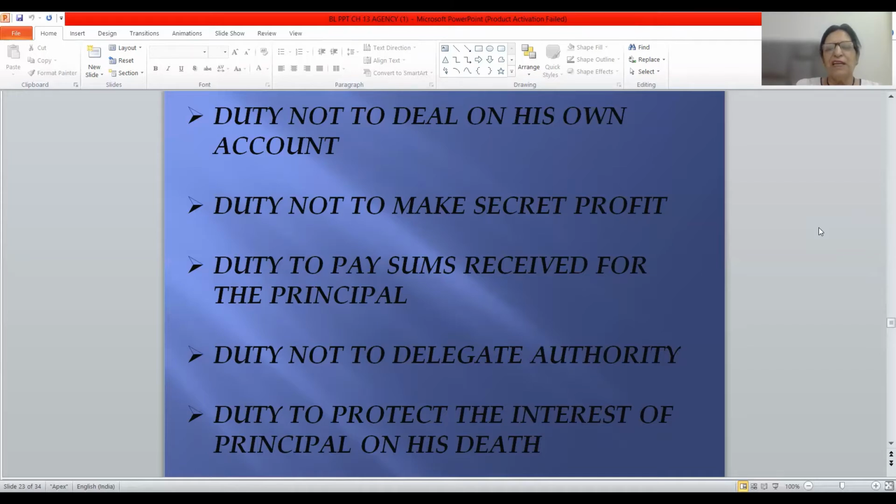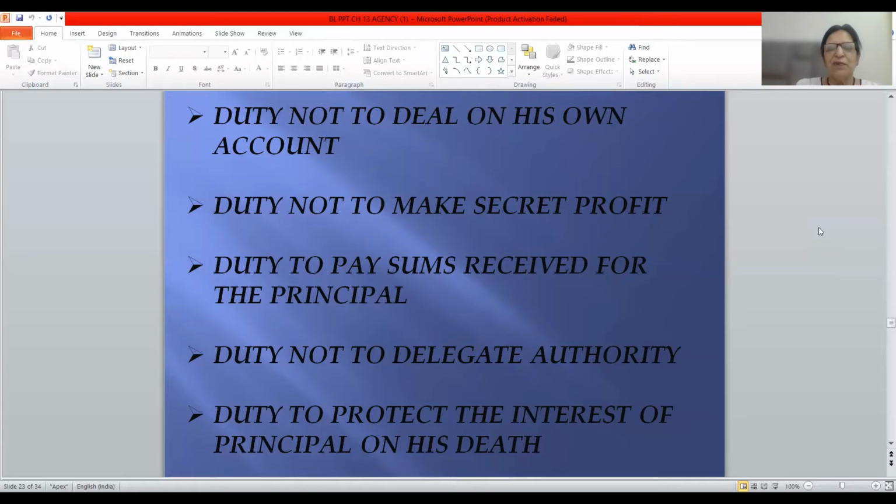Duty not to delegate authority. Section 190 provides delegatus non potest delegare. A delegate cannot further delegate. But exceptional cases are there, which are 6 points, which I have already discussed in my last video. So in those 6 cases, he is allowed to delegate his authority, and leaving those 6 cases, he should not delegate his authority. Means he should not appoint anybody as his sub-agent.